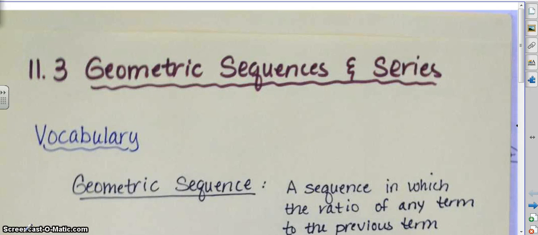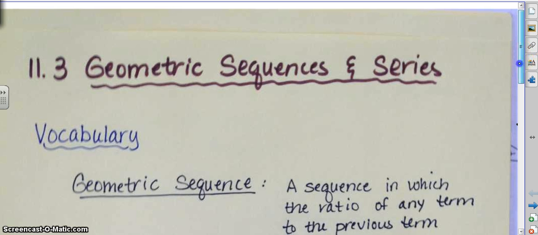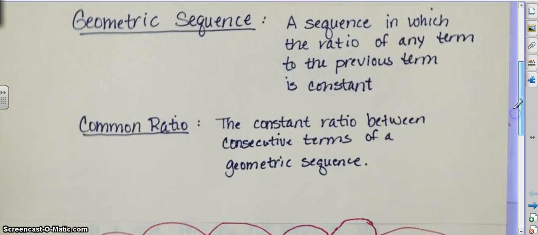Now we're going to discuss geometric sequences and series. We have some vocabulary we need to go over first. A geometric sequence is a sequence in which the ratio of any term to a previous term is constant.